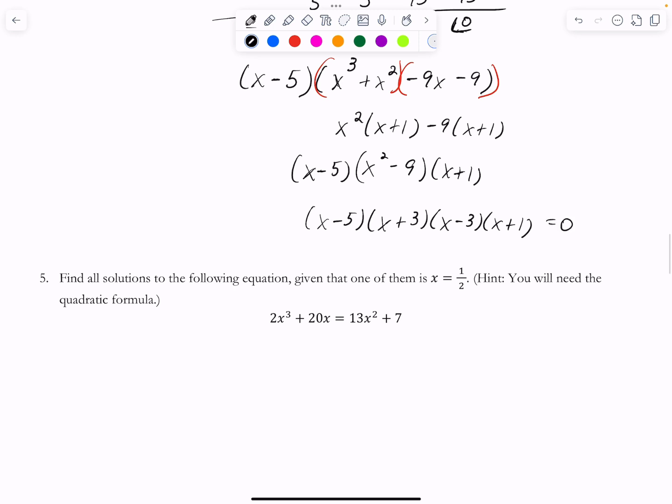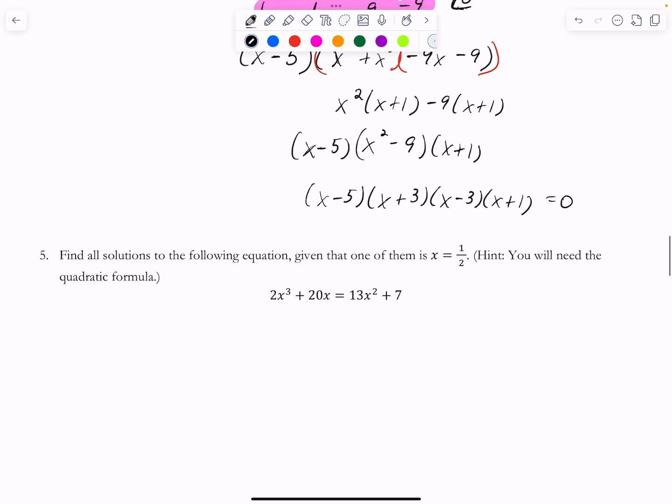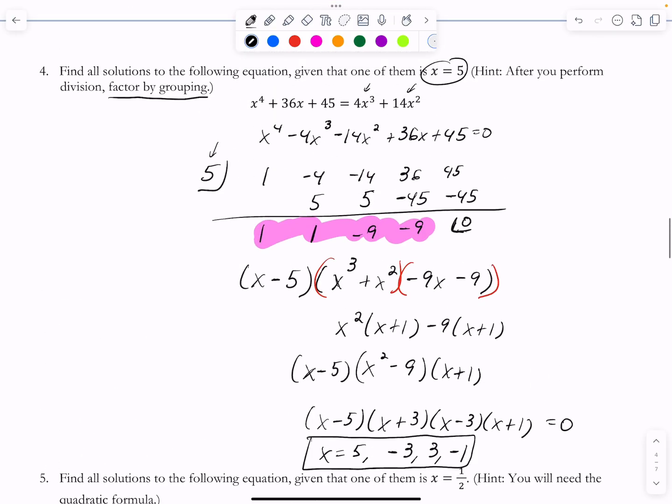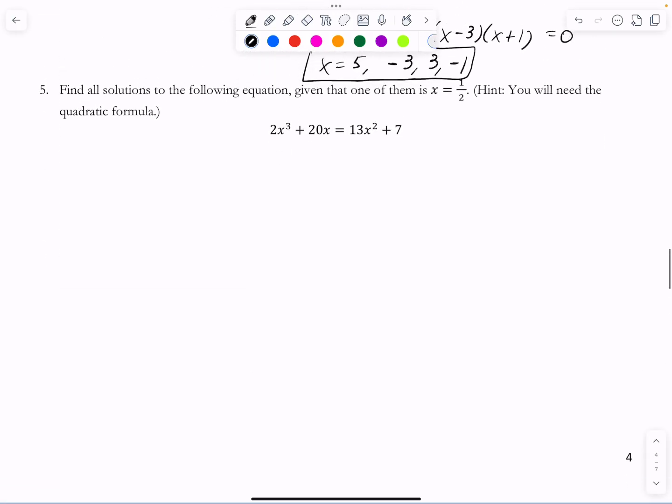All of these are set equal to 0. We already know one of the solutions was 5. Now we know we have -3, +3, and -1. So all 4 of those are the solutions. Okay, that's it for number 4. Let's try number 5. Last one, then I'll be finished. Sorry, this is a little bit longer video.